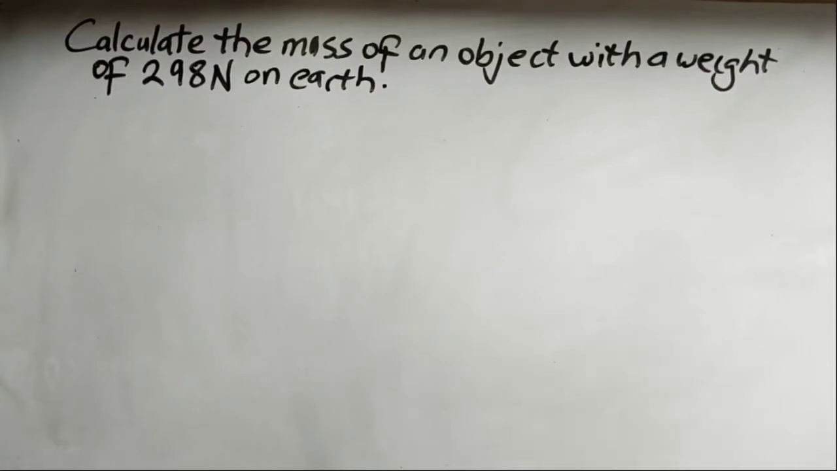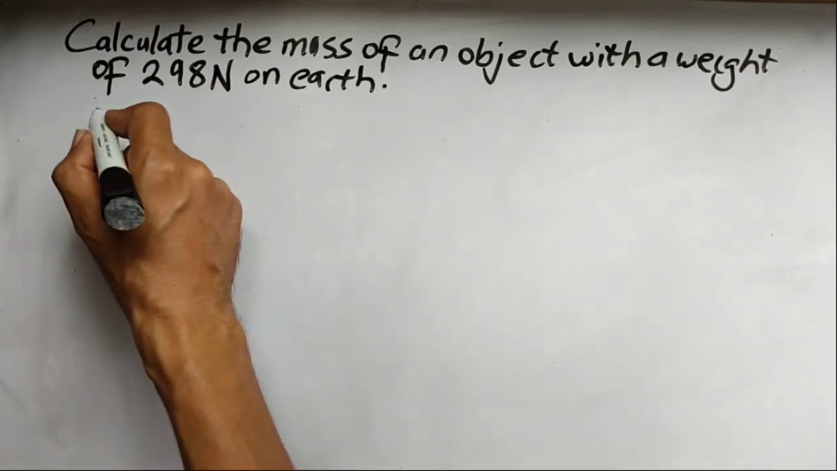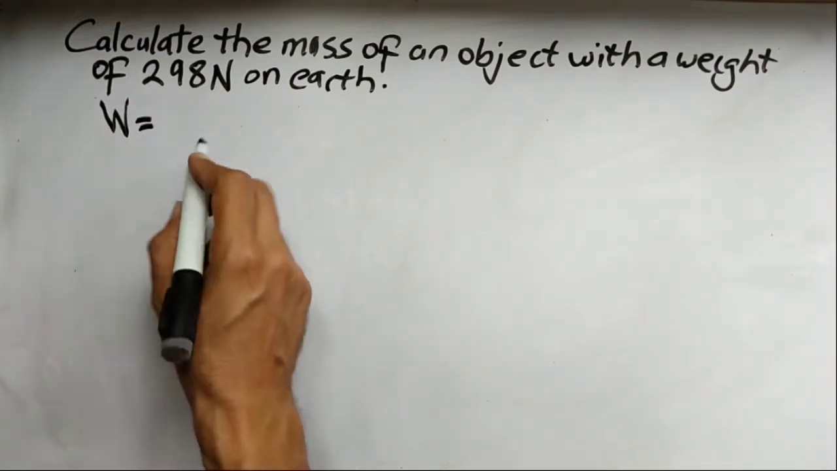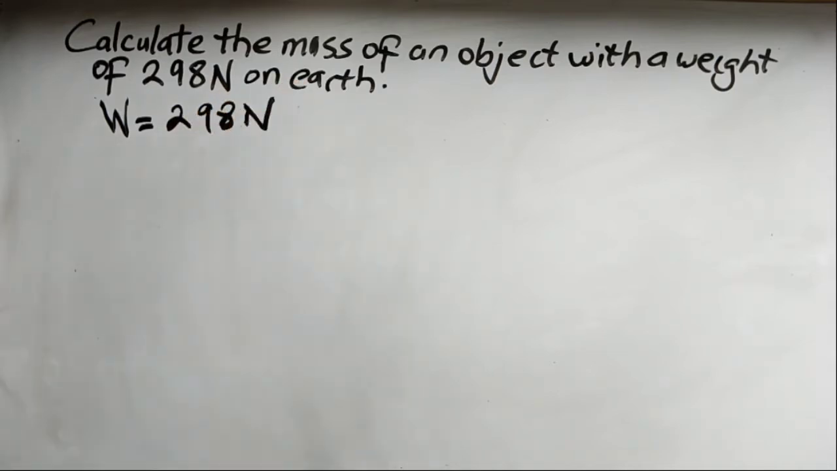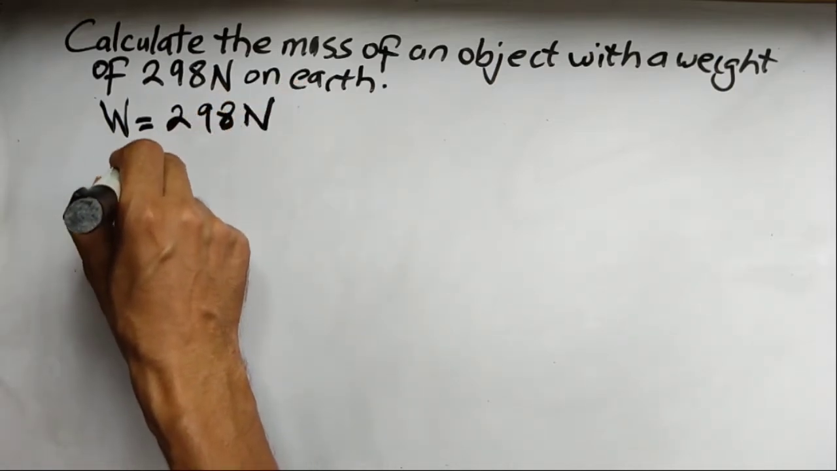Alright, so in the second worked example, the question says to calculate the mass of an object with a weight of 298 newtons on Earth. So we have to calculate mass and they give us the weight. So we write weight is equal to 298 newtons, and we are required to calculate the mass.